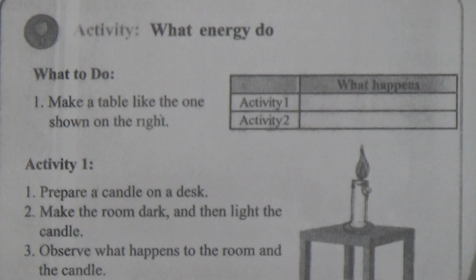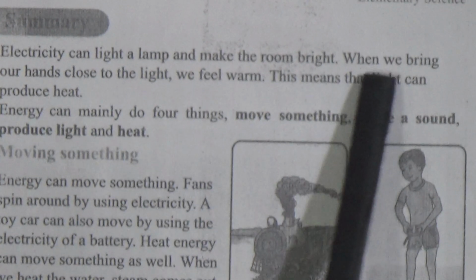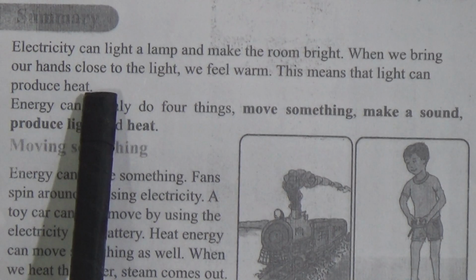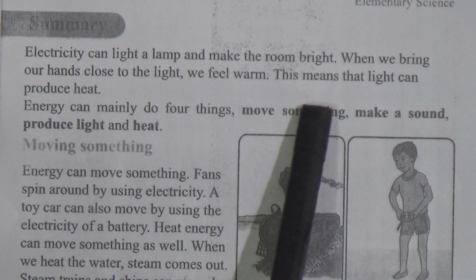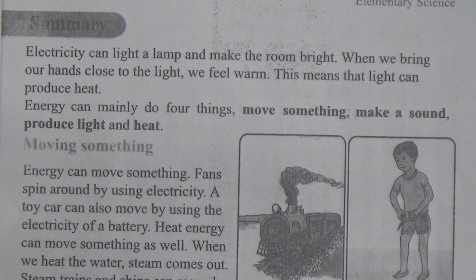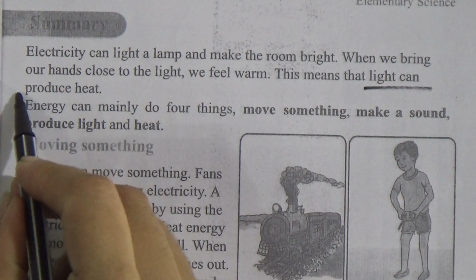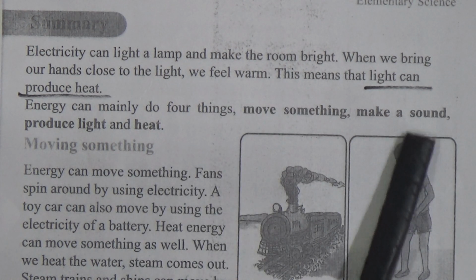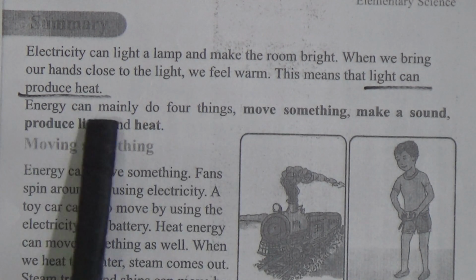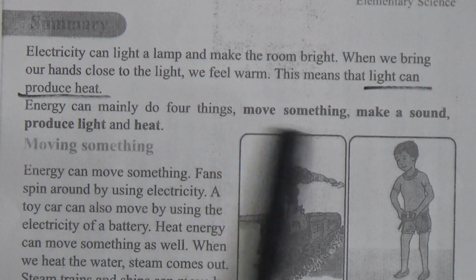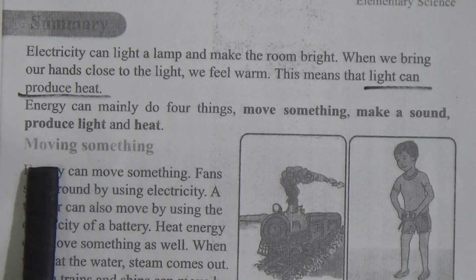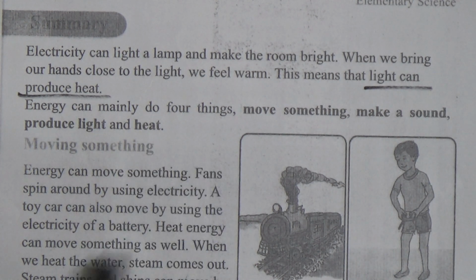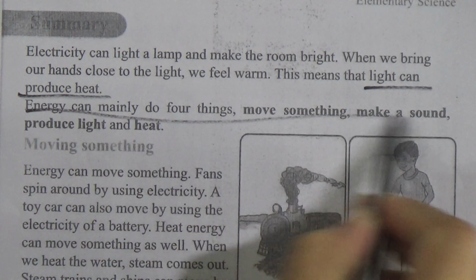Now, next page. Electricity can light a lamp and make the room bright. When we bring our hands close to the light, we feel warm. This means that light can produce heat. Okay, underline also this line and you have to memorize that underlined line. Light can produce heat. Energy can mainly do four things: move something, make a sound, produce light and heat. Okay, underline also this line.